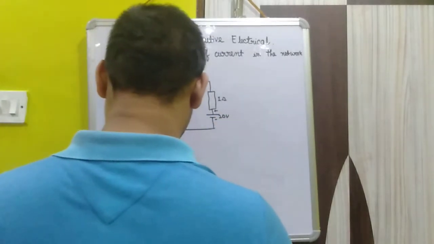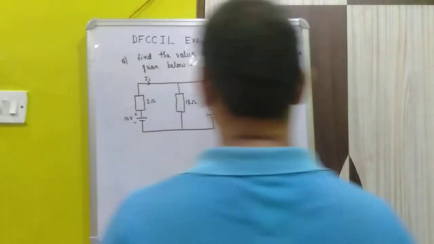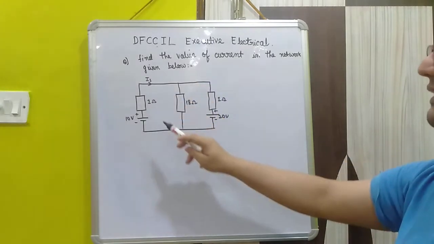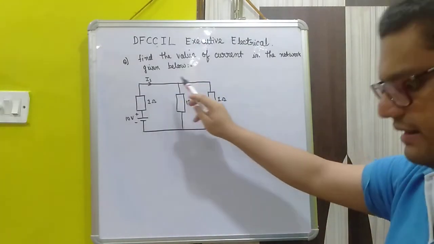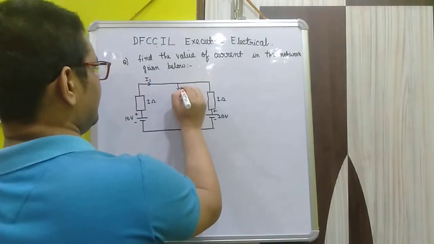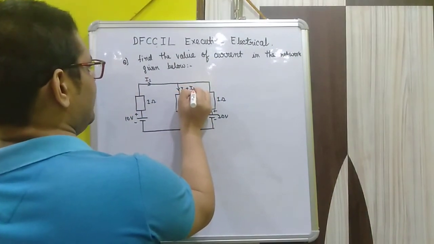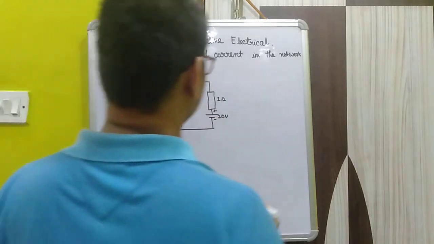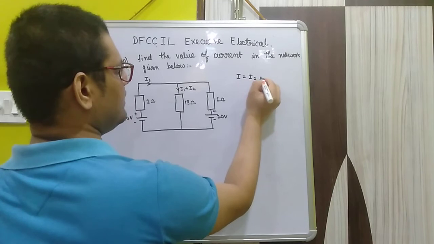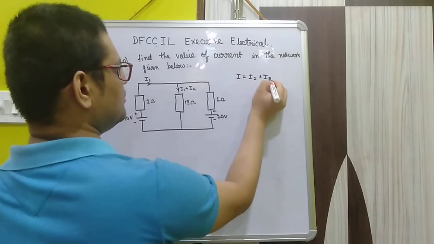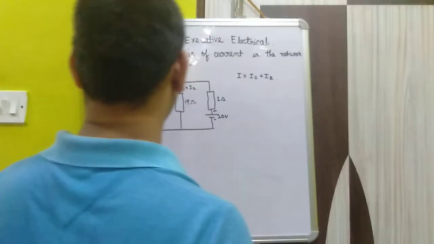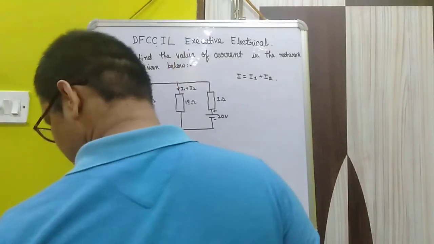So how do we calculate this? We also have to apply KCL, as we have done in the last numericals. We can see the current I1 is going over here. I forgot to mention one thing, that here will be I1 plus I2. We have to calculate I1 plus I2. So we take I as the equivalent value, I is equal to I1 plus I2. Now how can we calculate it one by one?